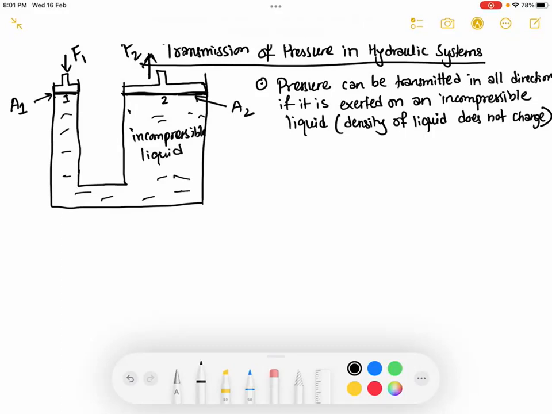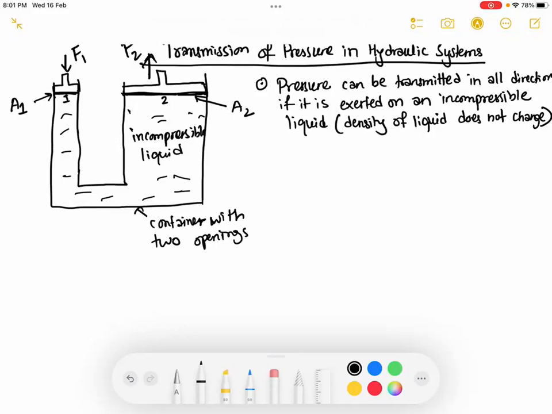If they ask you what are the components of a hydraulic system, you can see that this is a container with two openings, and then you have two pistons, and then a press, and then the incompressible liquid inside.